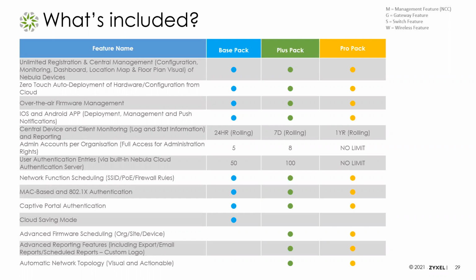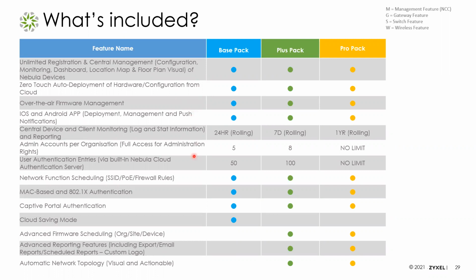Now we're going to go through and talk about some of the differences between the different versions of Nebula. We'll start with what's the same. All versions give you access to an unlimited number of devices and customers that you can manage in the cloud, and access to all the core functionality in Nebula. We give you zero-touch auto deployment, meaning you don't have to configure anything on the device to get it to talk to the cloud. It will do it automatically. The ability to push out firmware updates and do some basic scheduling of those updates is part of the free version of Nebula. You also have access to our iOS and Android application.